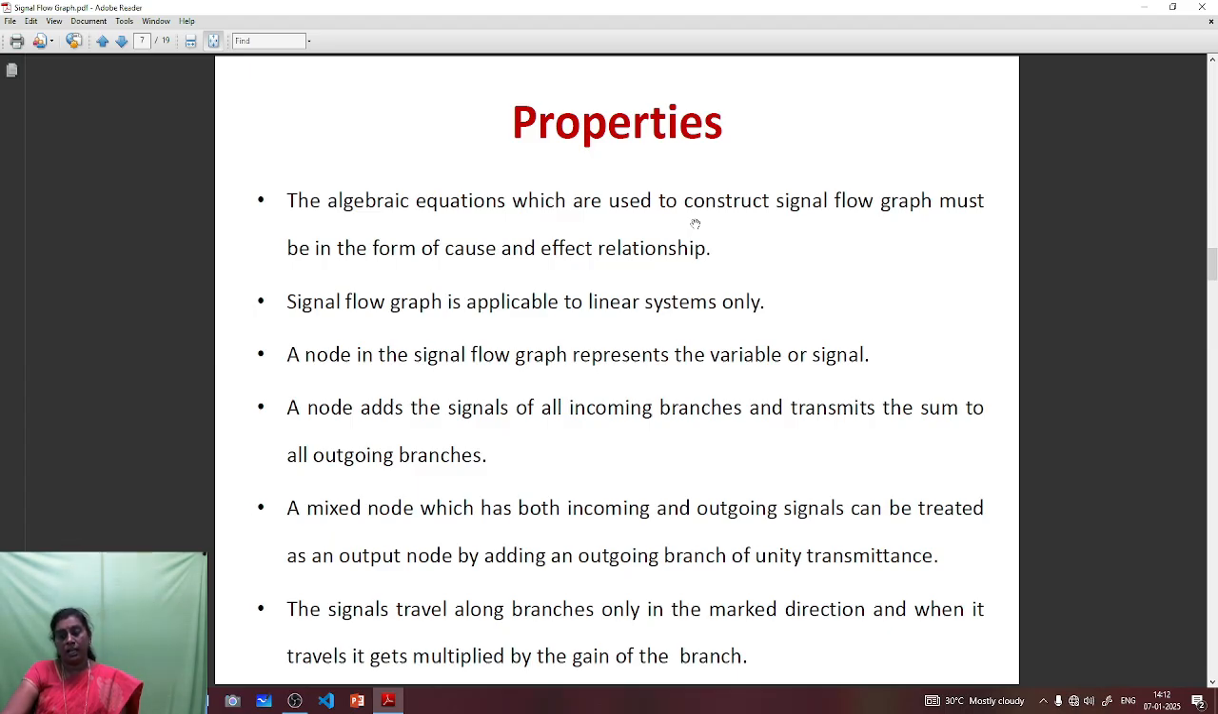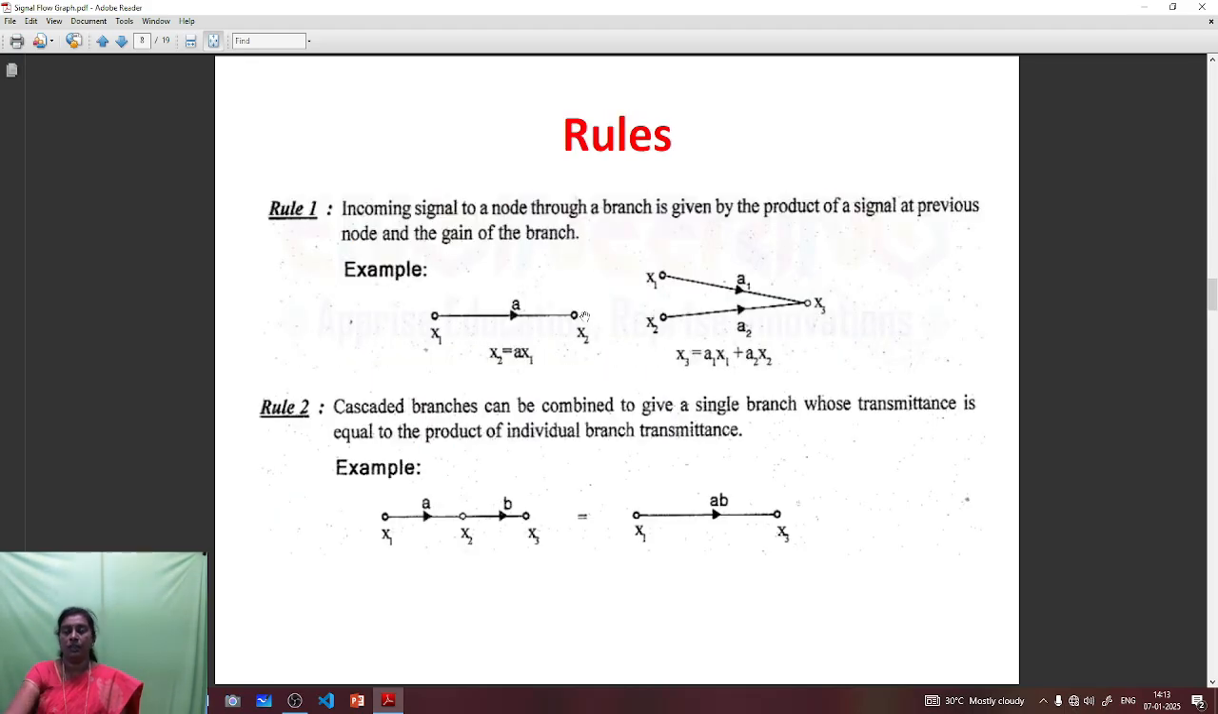The signal travels along branches only in the marked direction. Either it can be marked in the forward direction or in the reverse direction, but the signal can only travel along the marked direction, and when it travels it gets multiplied by the gain marked with the branches. So whenever the signal flows through a branch to the output node, we have to multiply the signal with the corresponding gain which is present in the branch. So these are some of the properties used in signal flow graph.